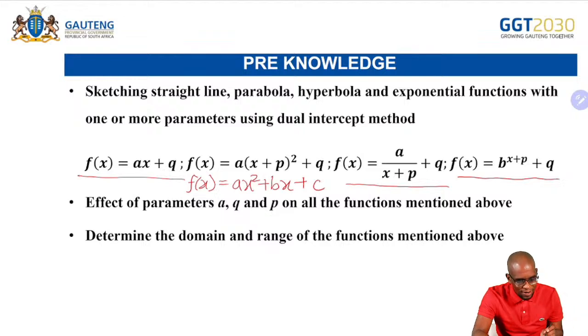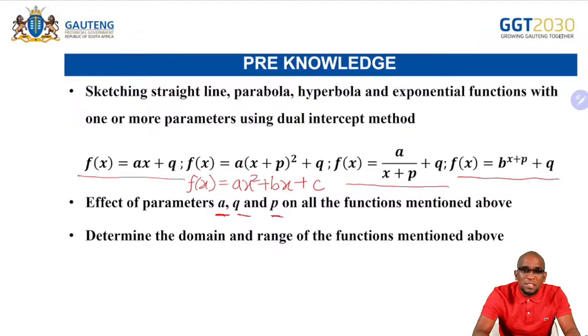Now you need to understand, you come to this lesson understanding the effect of those parameters a, q, and p on all the functions. You must know how a affects each function there. You must know how q affects each function. And you must know what p does to all the functions there, or how it affects all the functions there.